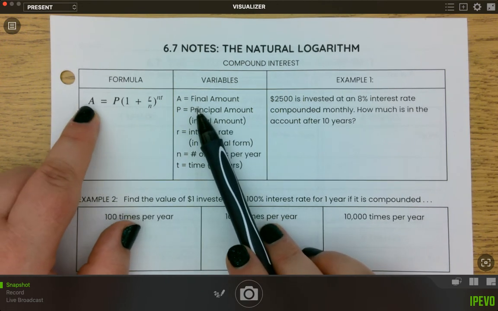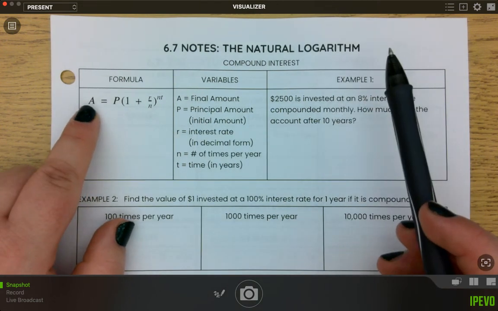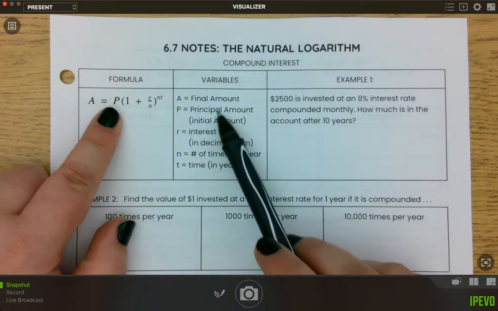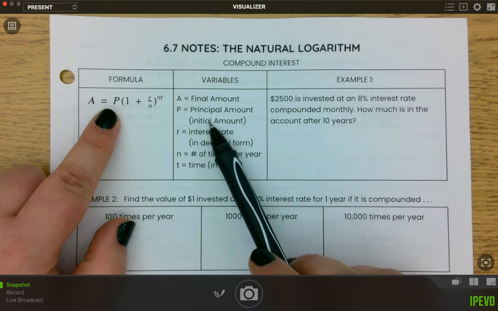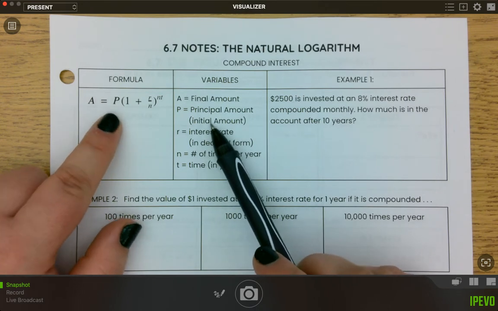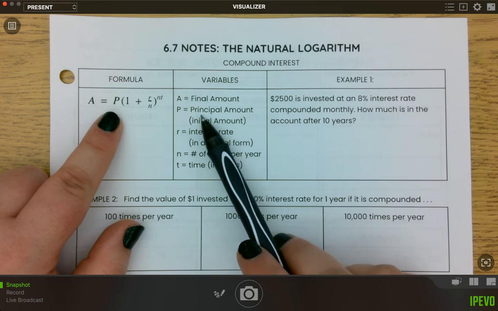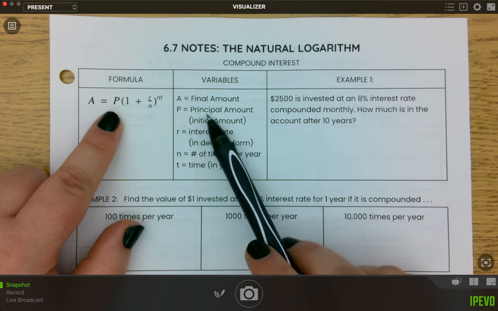So, these two things in front, the capital letters, those are your amounts. This is the final, this is the initial. That's what principal means, is the initial amount. I'm just letting you know that because we don't really use the word principal a lot other than to describe Mr. Abel and people like him.